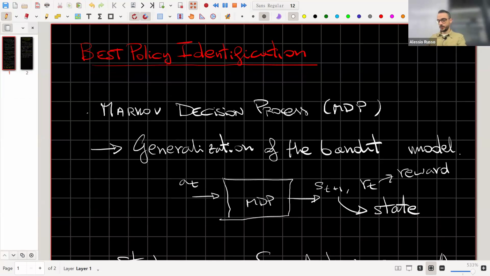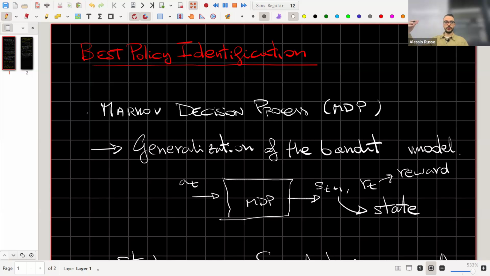Okay, so today and in the next lecture, we are going to cover best policy identification. So we are moving from the bandit model to the more general Markov decision process model. The main difference is that we have the notion of state now.